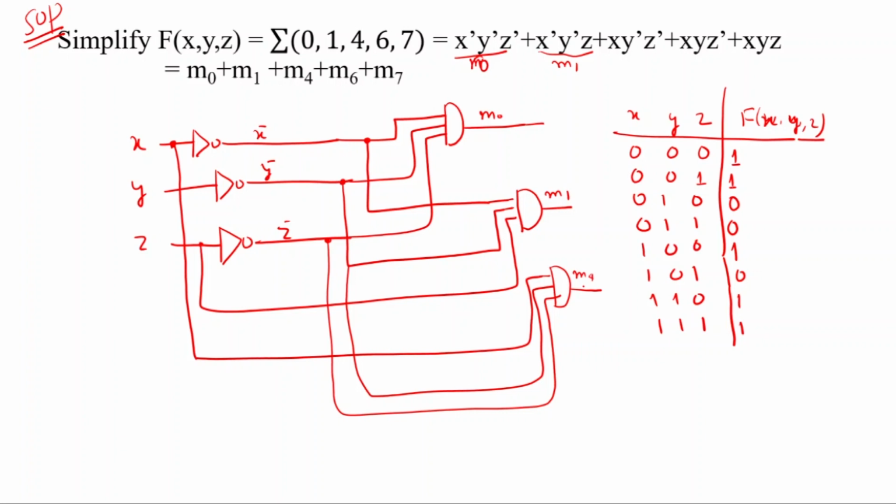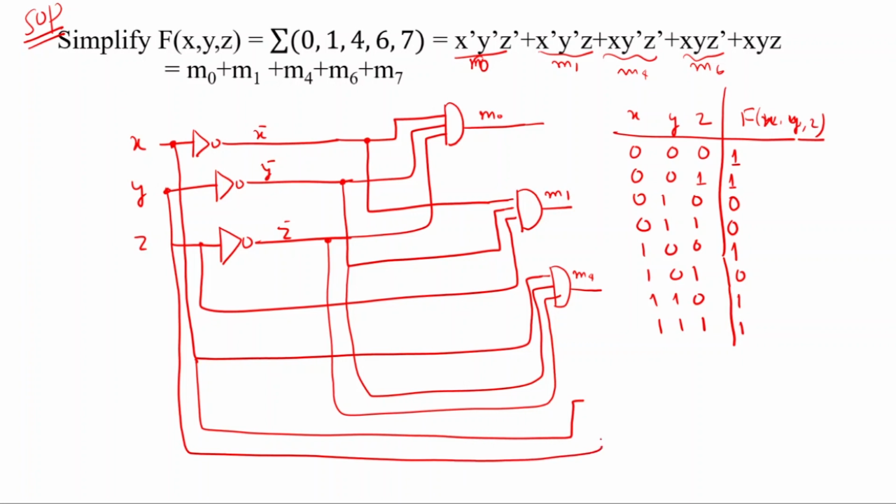Then the next min term is x y z complement. This represents 1 1 0, meaning m6. Here x and y are taken, x is taken from here, y is taken from here, and the third one, z complement, is taken from here.